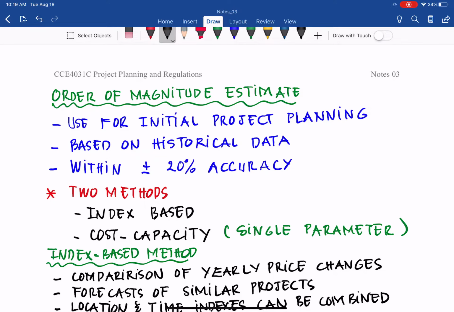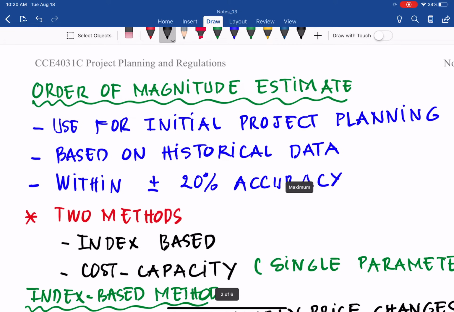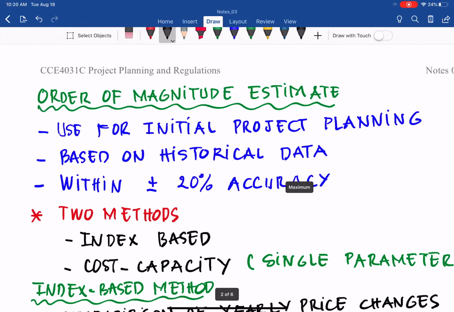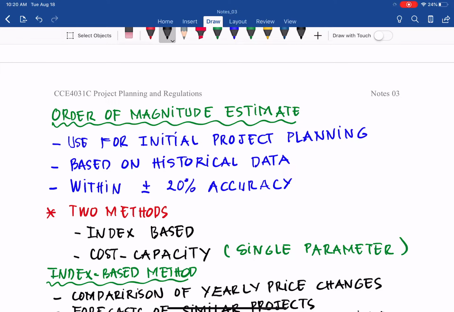Continue lesson 3, and we focus on the first method of estimate, the order of magnitude estimate. For the order of magnitude estimate, as its name implies, at that point we don't have enough definition of the project. So we normally use this method for the initial project planning.